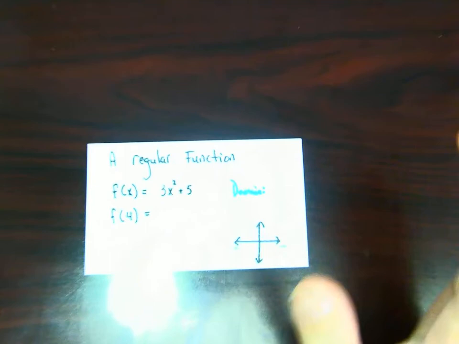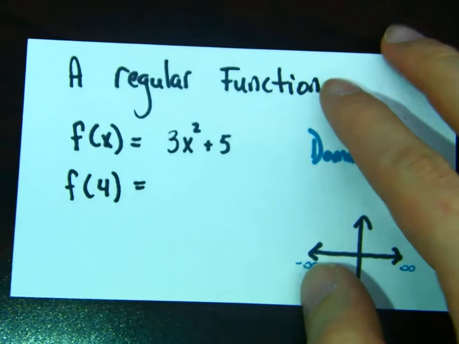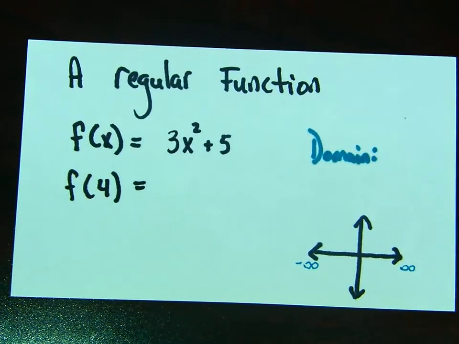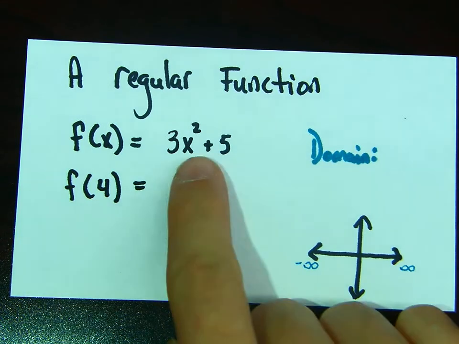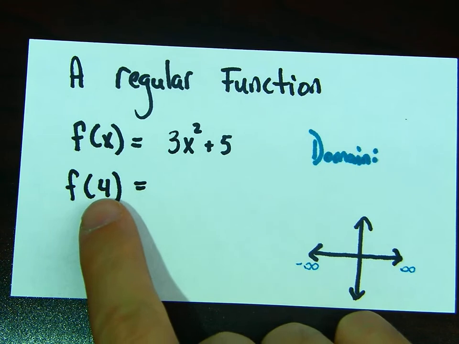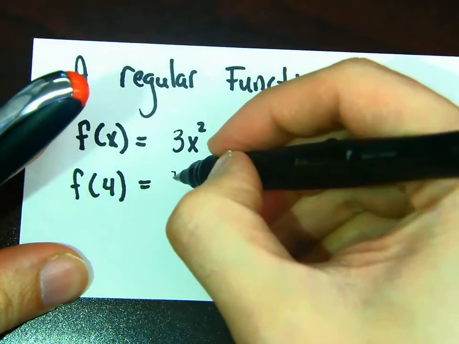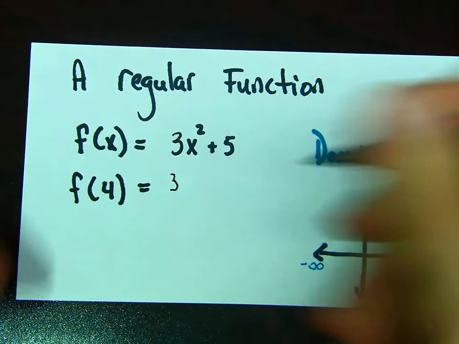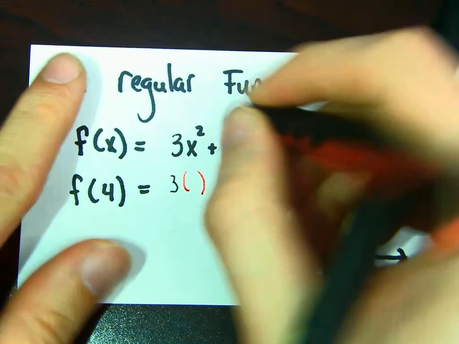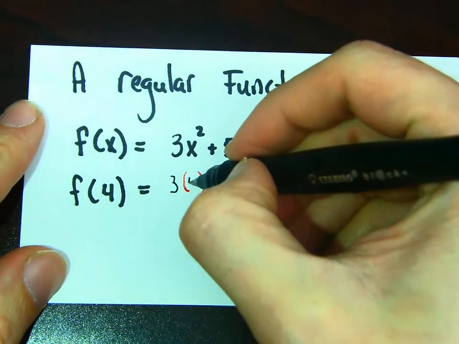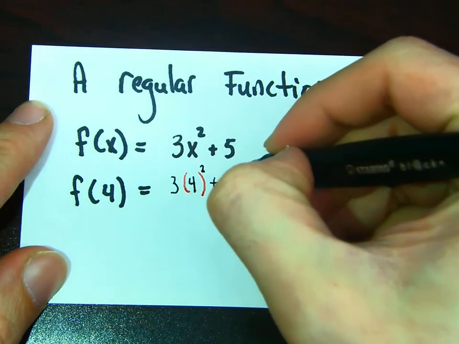So let's say we just had some regular function like f of x equals 3x squared plus 5, right? And if I said, hey, what is f of 4? How would we evaluate what f of 4 is? What would you do? Anywhere you see x, we're going to plug in 4, right? So we just say 3 parentheses. We're going to plug the 4 in for x, squared, plus 5, right?